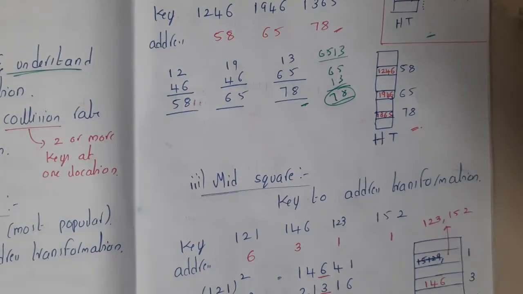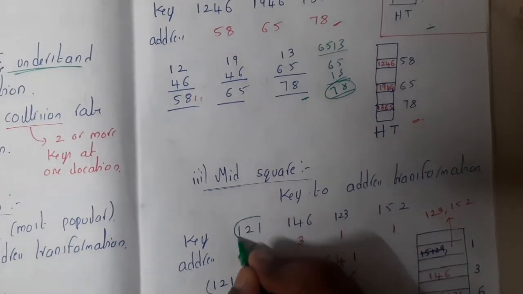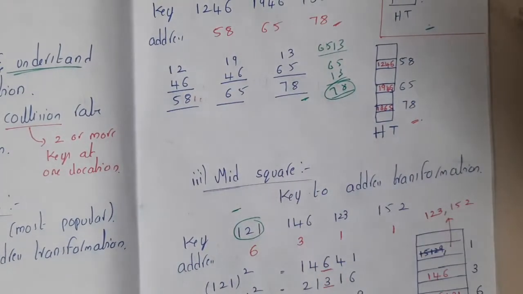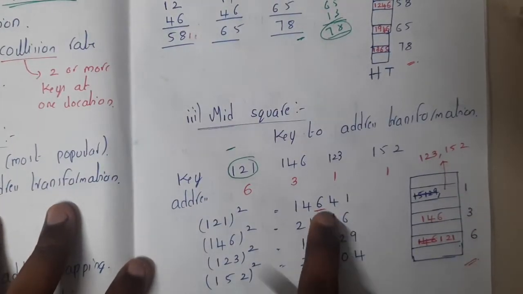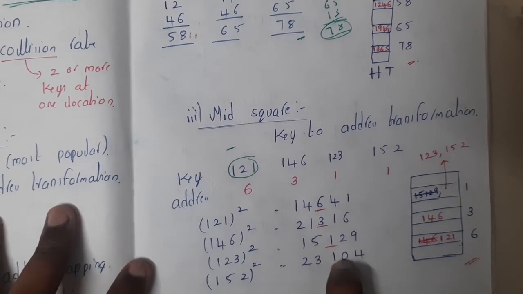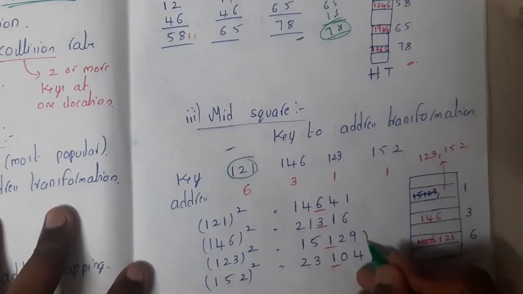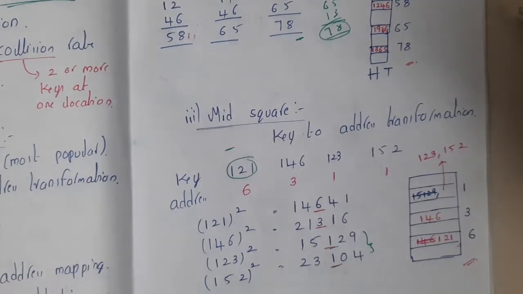Similarly, mid square. Basically the logic here is to square the number and take the middle digits as the address. Here I squared 121, we got 14641. So we got 6, 3, 1, 1, and we stored at those values. Again here also we got a collision. So 1, 1, right?